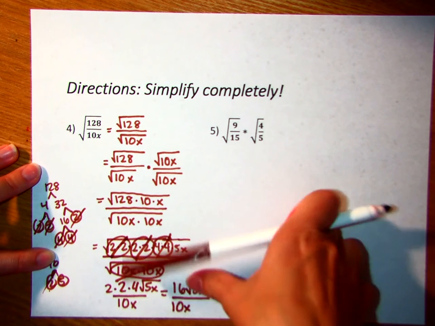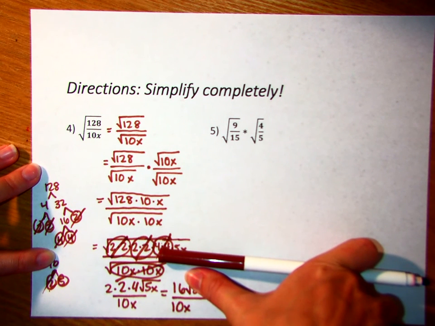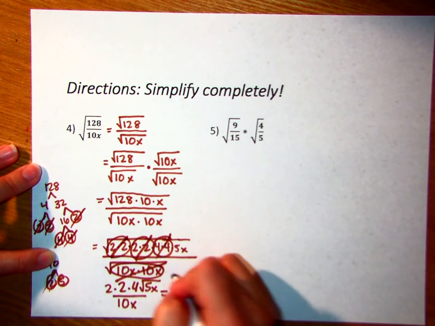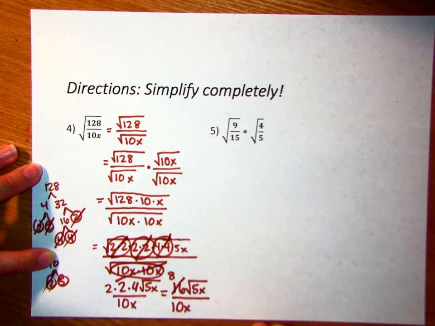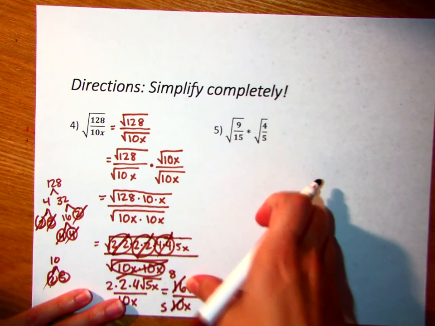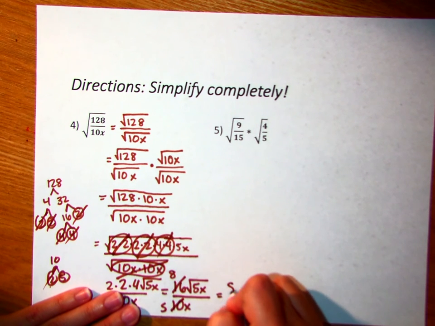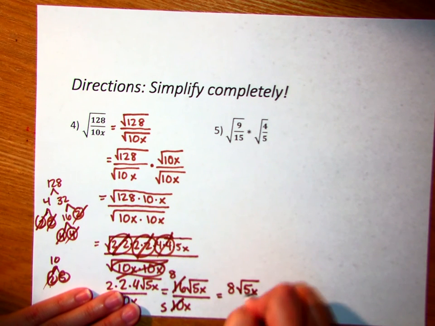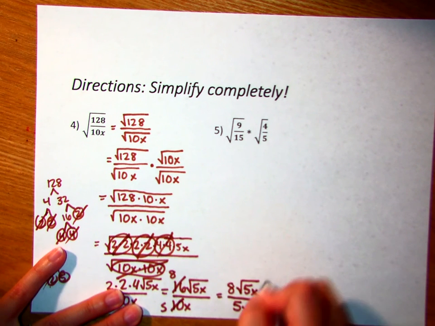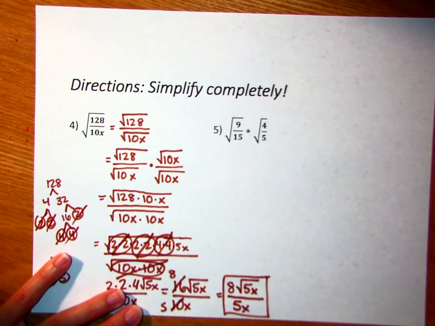Now we cover up the radical. I have a 16 over 10. That can simplify. I can put a 2 into both of those. 2 goes into 16 8 times. 2 goes into 10 5 times. Now that's it. There's no other radicals, so I'm ready to go ahead and say I have 8 square root of 5x over what I have on the bottom, 5x. Sounds kind of a messy problem.